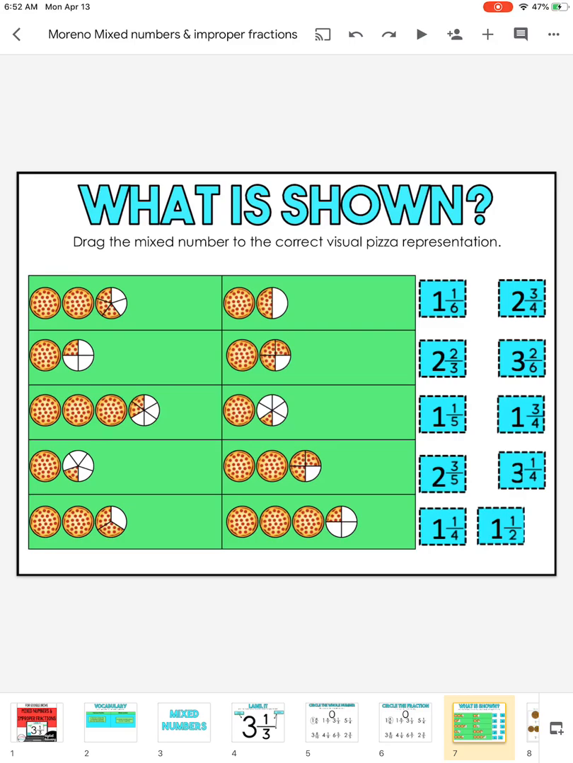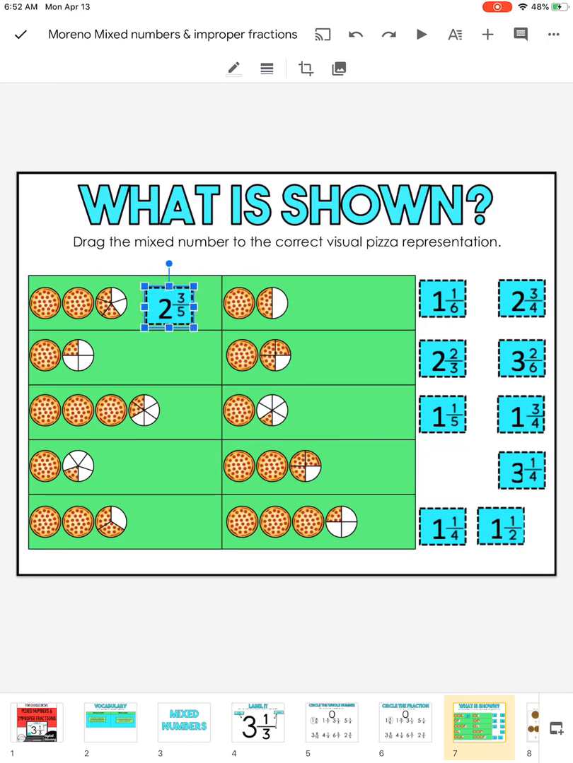How many pieces is it divided into? Let's see, 1, 2, 3, 4, 5. So it's divided into fifths. And how many pieces are left? That would be 3. So that's 2 wholes and 3 fifths.